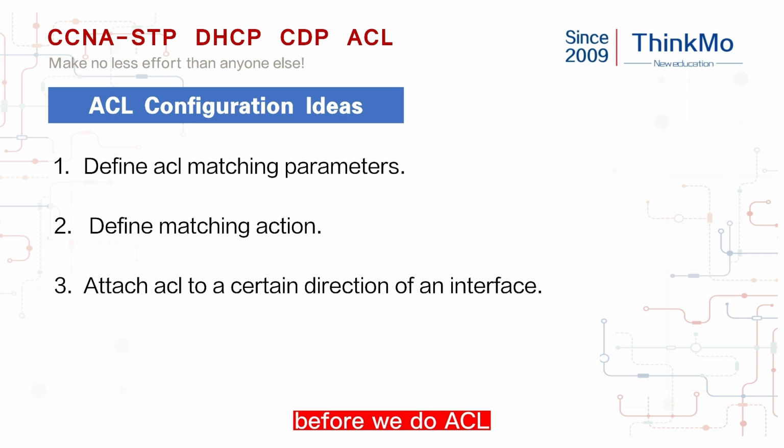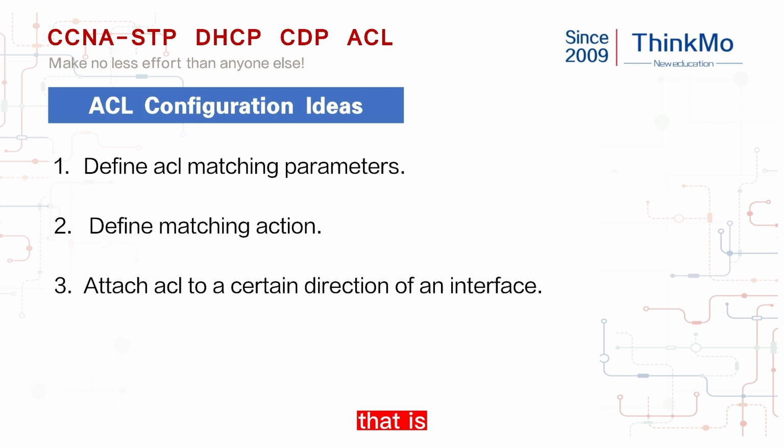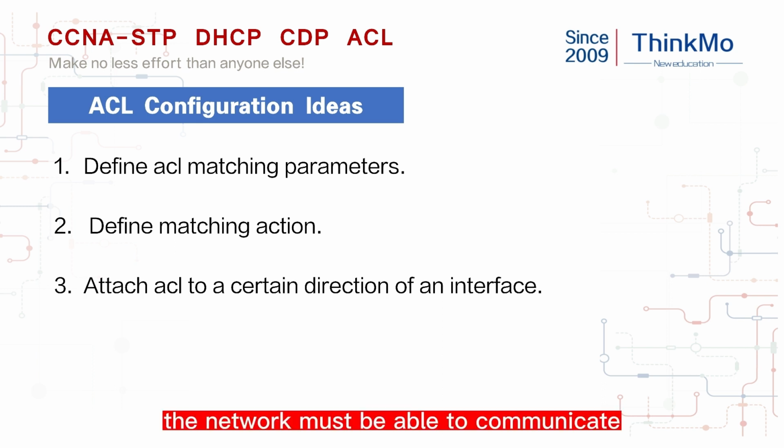Before we do ACL, make sure the network is reachable. If the network is unreachable, then doing ACL is meaningless. That is, the network must be able to communicate first.